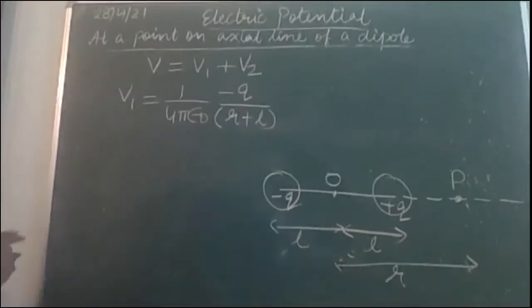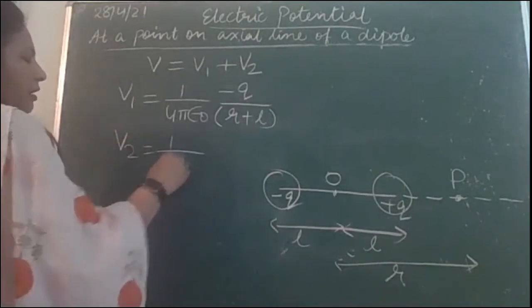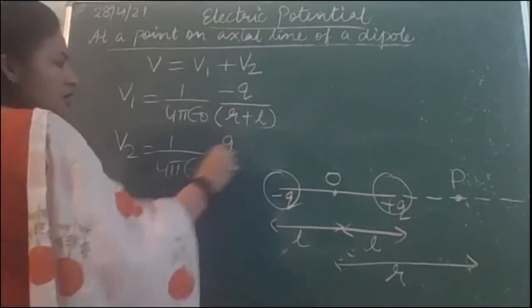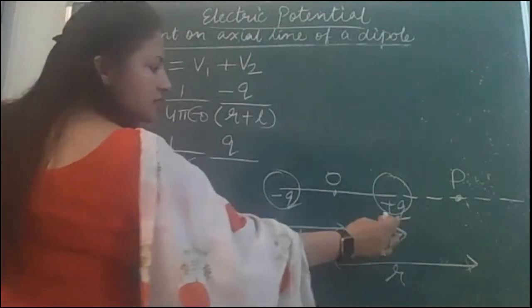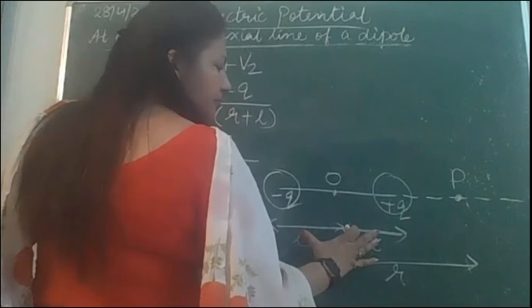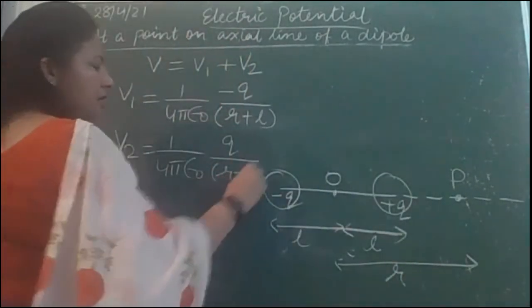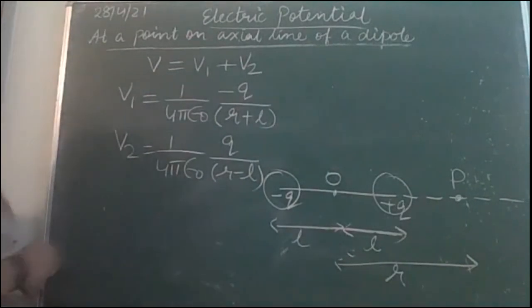Let us write now potential at P due to plus q charge. So V2 is kq, now it is positive, over r. What is the distance of plus q charge from here? This is r minus l. Subtract l from r and this distance comes. This is r minus l. So simply we have written V1 and V2.